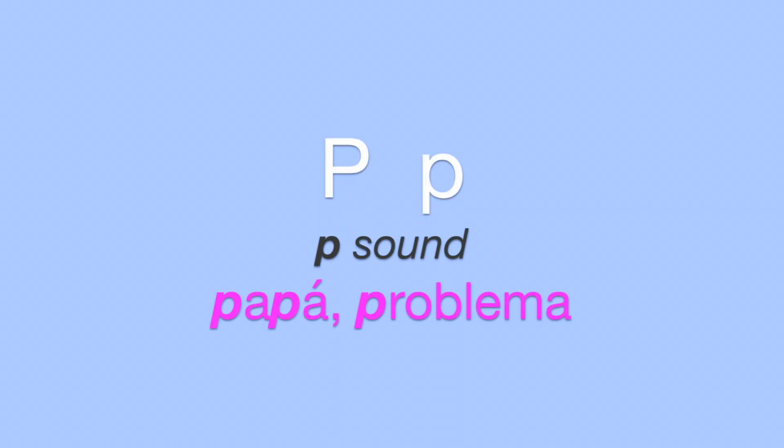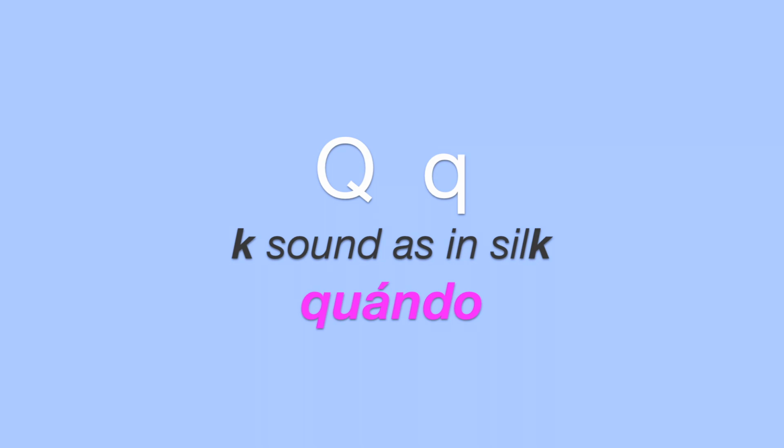P. P makes a P sound. Examples, papá, problema. Q. Q makes a K sound. Some examples are cuando. R makes an R sound, and one example is rojo.